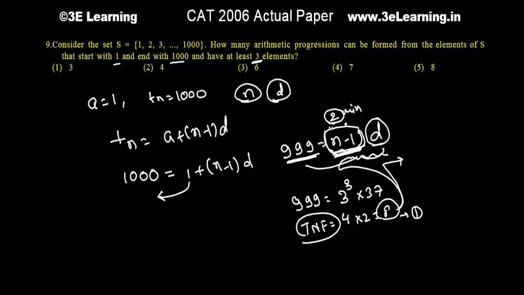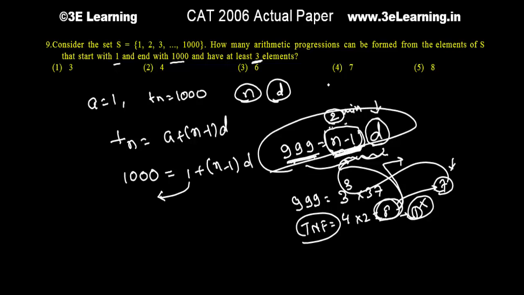So we have to check how many factors of 999 we have. We have 8 factors of 999, in which I do not want 1 as the factor where n-1 plays the role. So we have only 7 factors which could come in the n-1 place. d can take any value, as the condition is only on n-1. So our answer is the fourth option, that is 7.